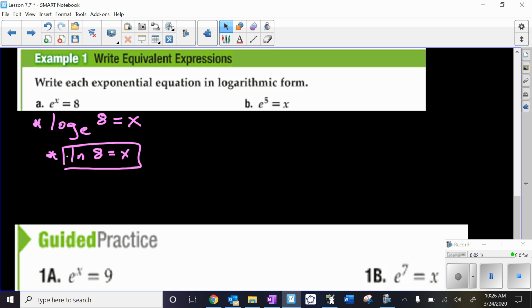Okay, let's try another one. We can do the same thing. Log base e of x now equals 5. We'll do the same thing. I want to convert log base e. That's the same thing as the natural log of x equals 5.